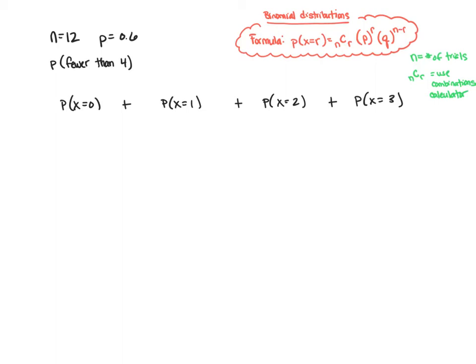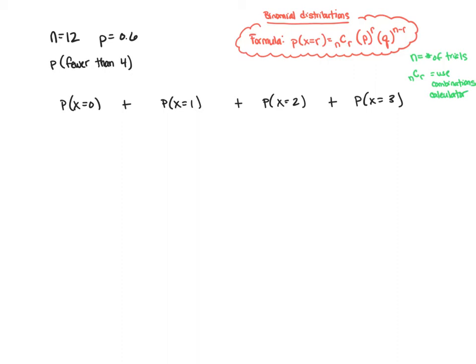Just be patient. So in this formula, we have P. You're given P, 0.6. You're given N, which means the number of trials. The number of trials for this experiment is 12. R is simply x, because you see how in the function it says P of x equals R. So wherever we're dealing with R, it's just the x value within that set.